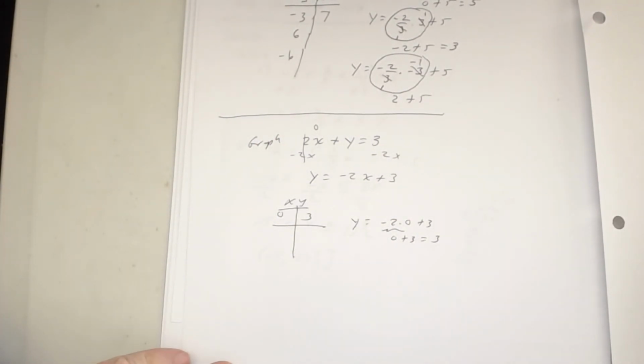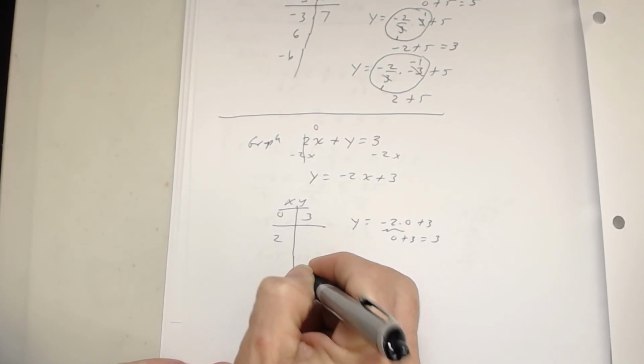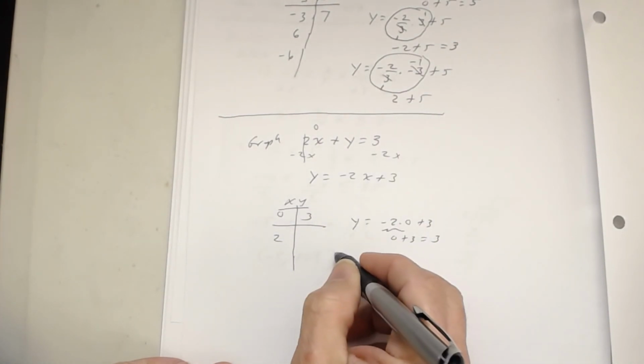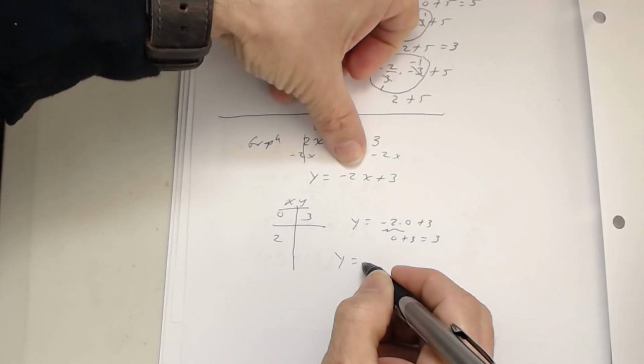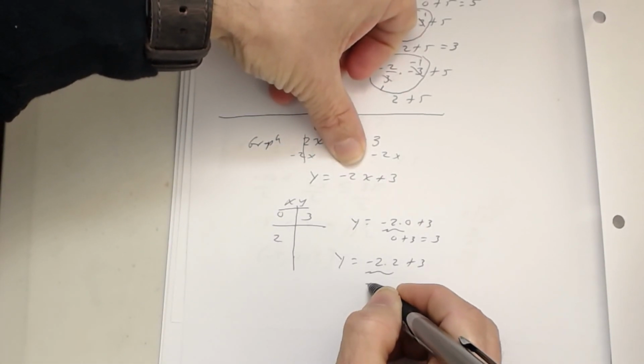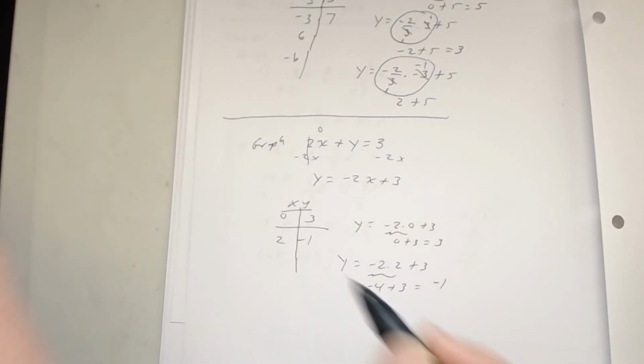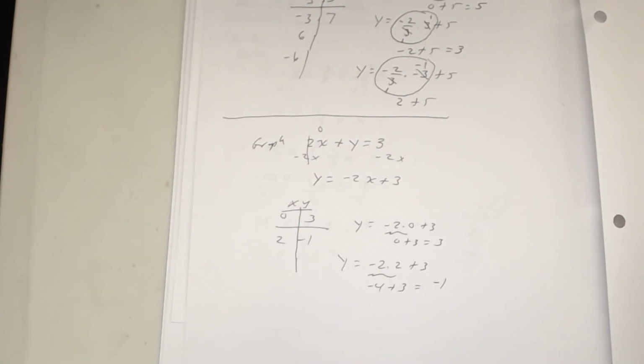Give me another number for x. 1, 2, 1, doesn't matter. Let's pick 2. If x is 2, I get y equals negative 2 times 2 plus 3. What's negative 2 times 2? And what's negative 4 plus 3? Negative 1. So I found another solution, another ordered pair that's on the graph. Now remember, to graph a line, you just need 2 points, but we're going to use 3 because I could have messed up with one of these points.